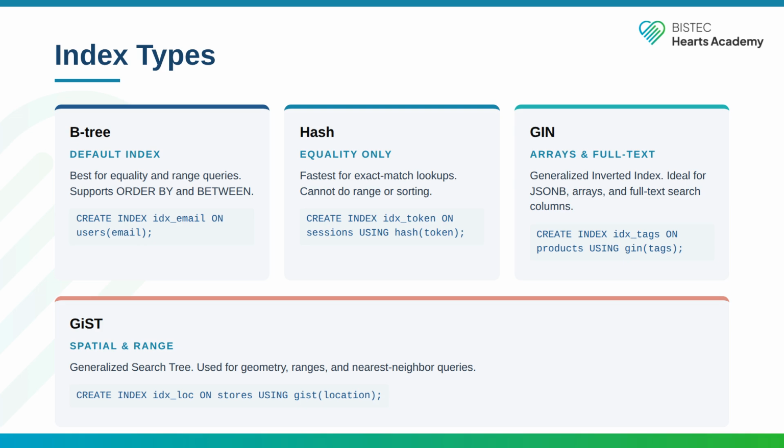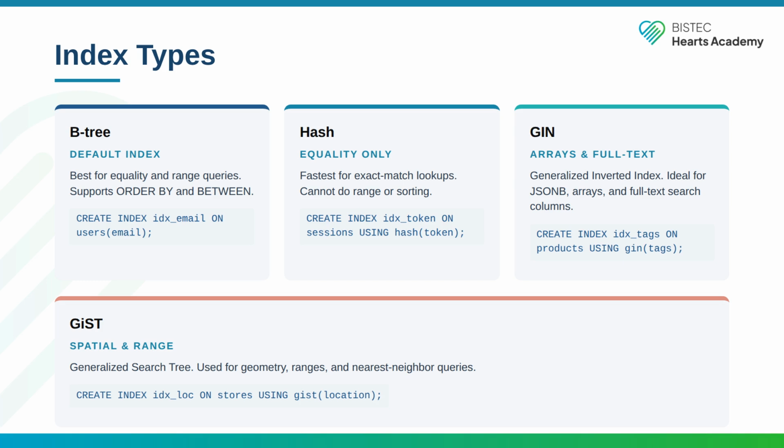Generalized Inverted Index, or GIN, is designed for composite values. If you have a JSON column, an array column, or you're doing full text search, GIN is what you want. It indexes every element inside the composite value separately.